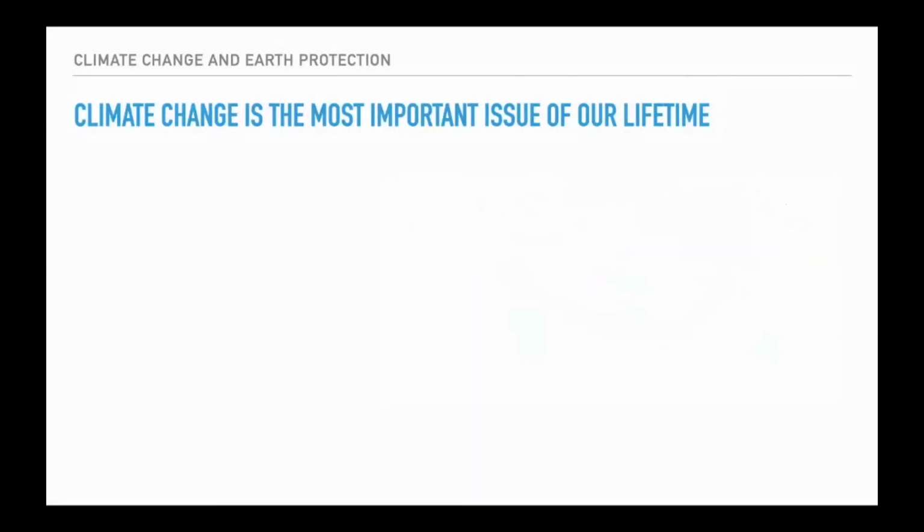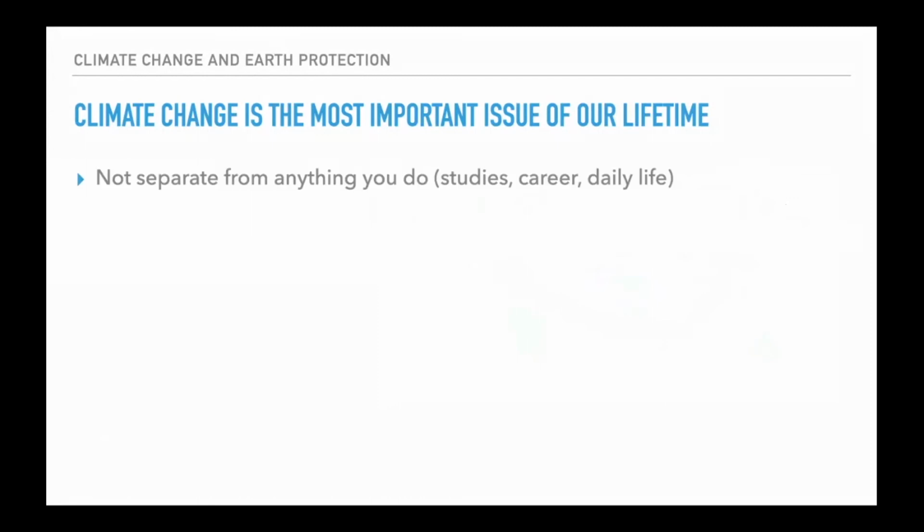Simply put, climate change is the most important issue of our lifetime. We don't have the luxury anymore of thinking outside of climate change. We simply cannot do it. There is nothing that you should be doing at this point that should be separate from climate change. How you study, what your interests are, you should be at the very least thinking about how that can contribute to improving impacts on climate change. If you think about your career, same thing. If you think about your daily life, same thing. How can we improve the impacts that lead to climate change?